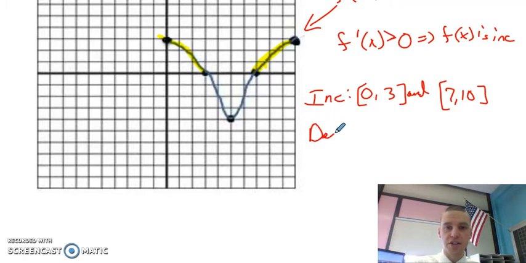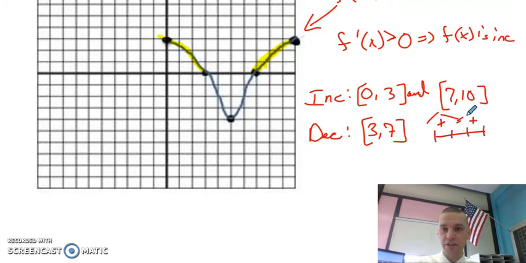And we know we're decreasing in between there, 3 to 7, because the derivative is negative. Any of these right there is negative, so therefore it's decreasing. So with this, we can also create a number line if we wanted to. 0, 3, 7, 10. And we know that we're positive, negative, positive.